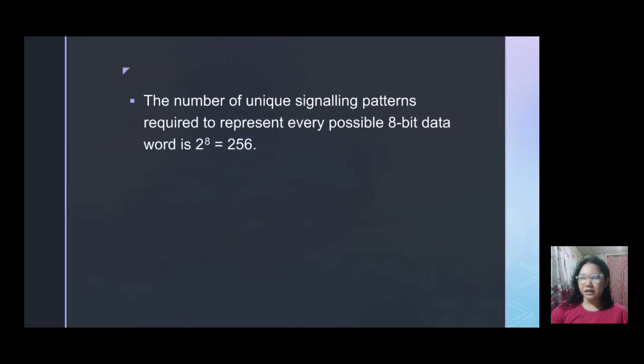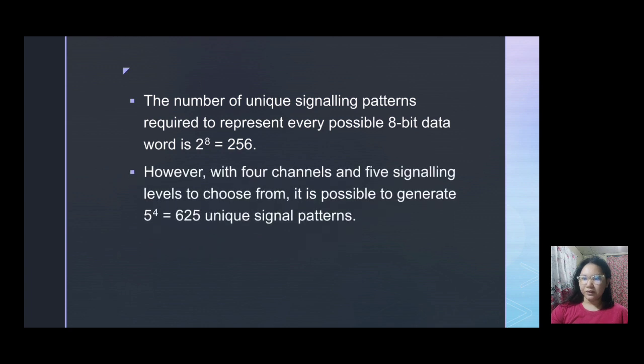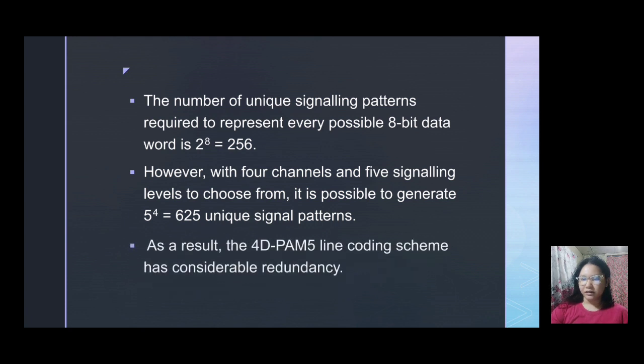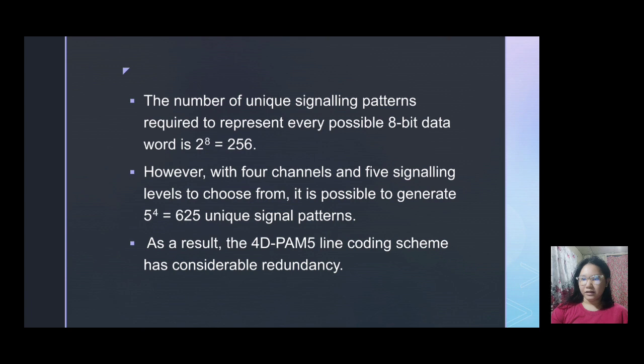The number of unique signaling patterns required to represent every possible 8-bit data word is 2 raised to 8, which is equal to 256. However, with 4 channels and 5 signaling levels to choose from, it is possible to generate 625 unique signal patterns. As a result, the 4D-PAM5 line coding scheme has considerable redundancy.